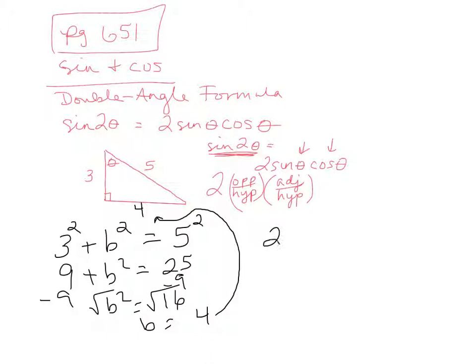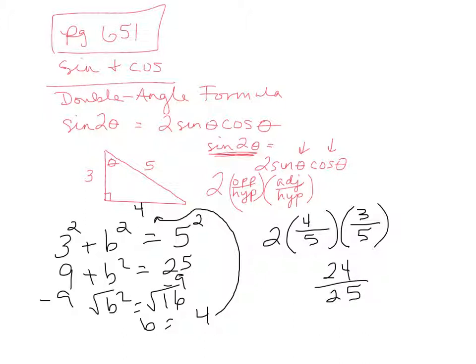I have 2 times the opposite side, which is 4. The hypotenuse is 5. That's my sine. My cosine is the adjacent, which is 3, over the hypotenuse, which is 5. That 2 is a whole number. So when you're multiplying, it stays in the numerator. 2 times 4 times 3 is 24. And 5 times 5 is 25. So the answer to the sine of 2 theta is 24 over 25.